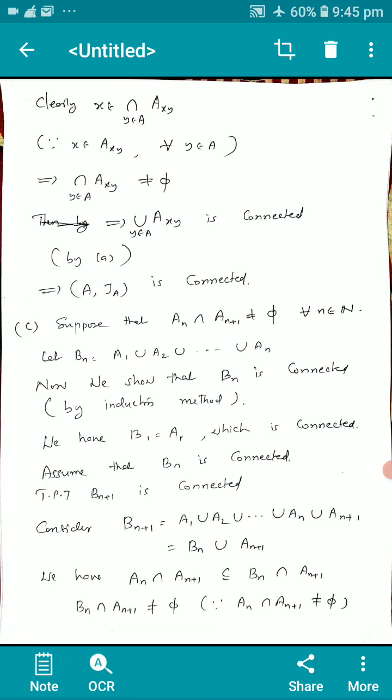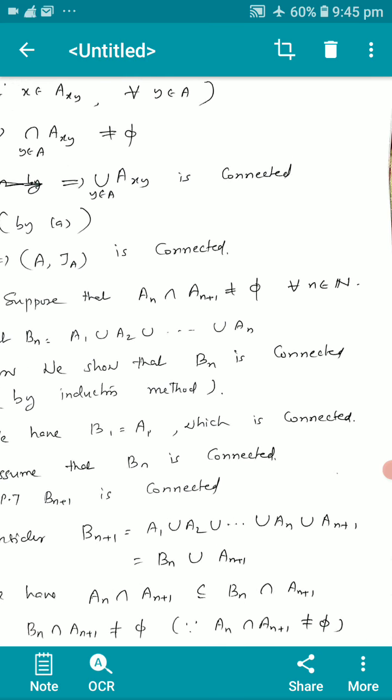So we take B1 equal to A1, which is connected. Assume that Bn is connected. To prove that Bn+1 is connected, consider Bn+1. What is Bn+1? A1 union A2 union etc. union An+1. It's equal to Bn union An+1.